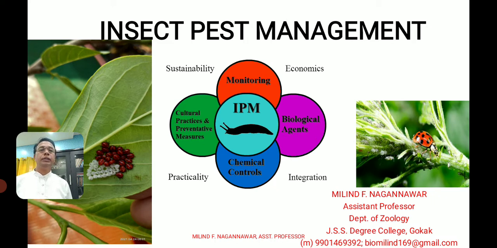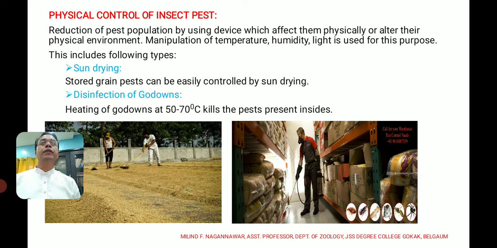In my previous class I discussed pest management, insect pest management, and its methods, that is the natural method and the applied method. In the natural method we discussed the climatic factors, topographic factors, natural enemies, etc. And in the applied method we discussed the mechanical method of pest control. Now we will go to the physical control of insect pests.